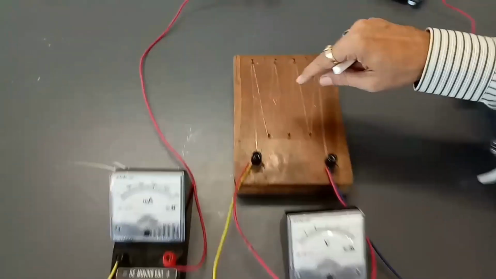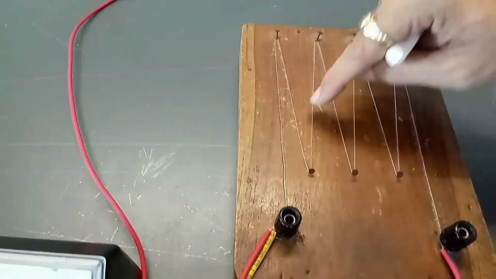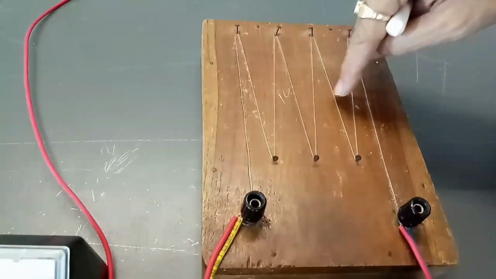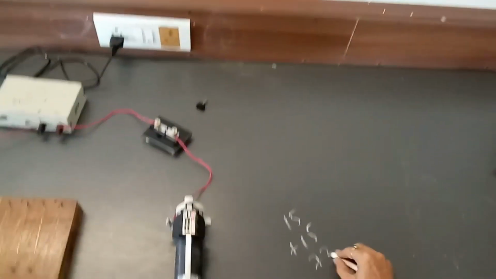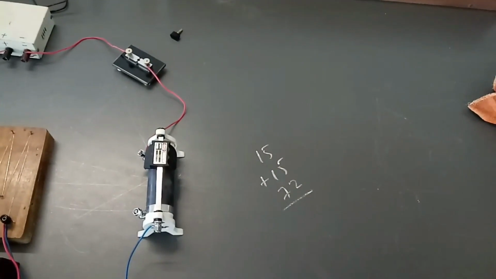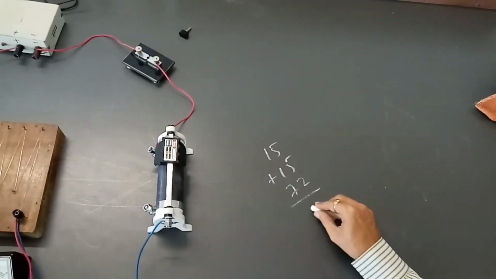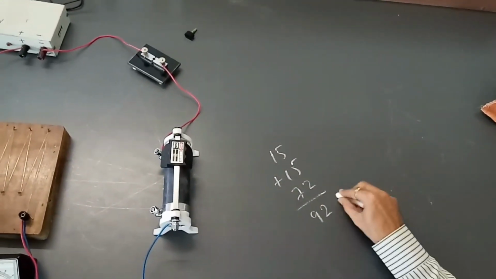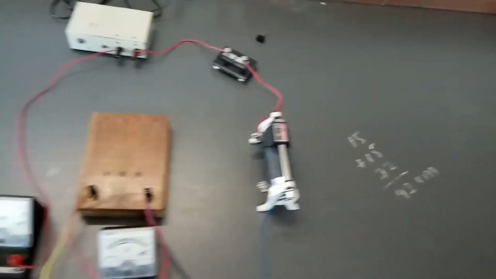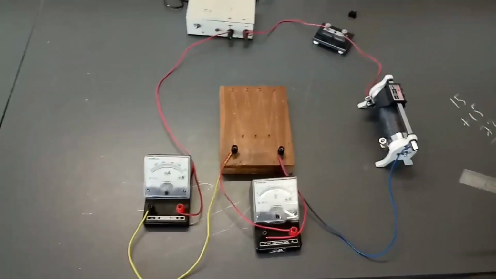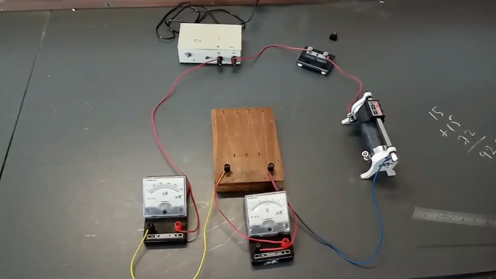The length of the wire is 12 centimeter, and it is 1, 2, 3, 4, 5 and 6. Six 12s are 72. So 72 plus 30 centimeter is 92 centimeter. Okay. Now we will note down this reading in an observation table and in observations.